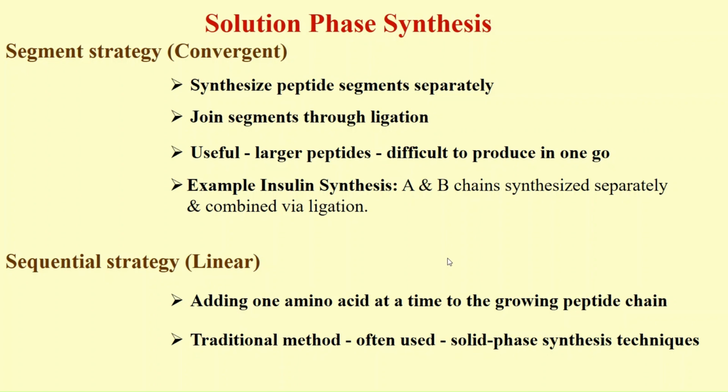In insulin, it has an A chain and a B chain. A and B chains are synthesized as two separate segments, and both the segments are ligated to obtain the insulin. This method is also used in solid phase peptide synthesis too.